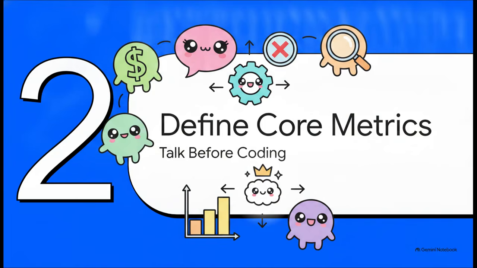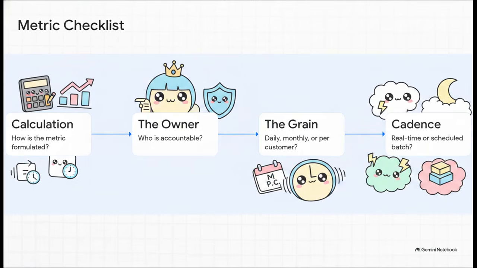Moving on to step 1, define core metrics. And, as the subtitle says, talk to people before writing code. Seriously, before you touch a single line of SQL, you have got to step away from the keyboard. You need to sit down with your stakeholders, whether that's sales, finance, marketing, or product, and agree on just 5 to 10 key business metrics that drive decisions.